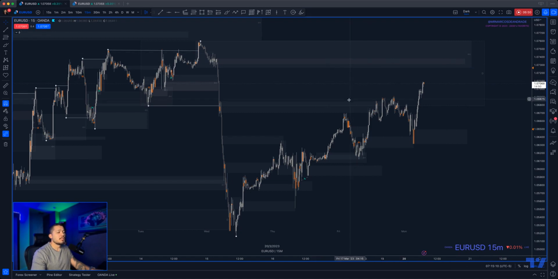You could possibly take longs from here, but make sure that you have a very good signal that this demand is holding, since you already reached this supply area. It doesn't need to go all the way up there. We could reverse from here, for example, and start making lower lows. So let's see how it's going to react there.